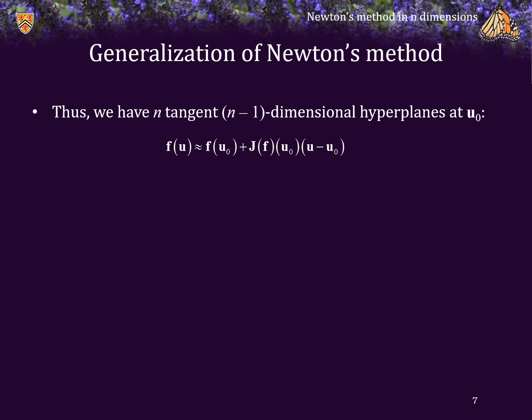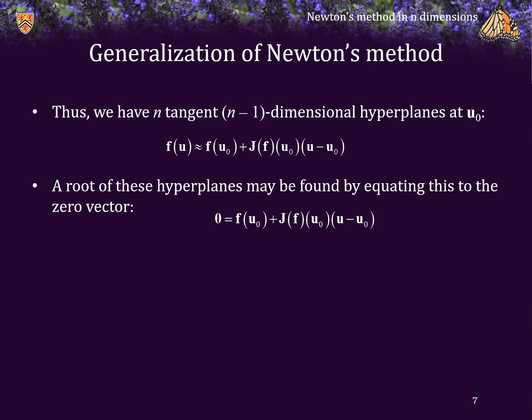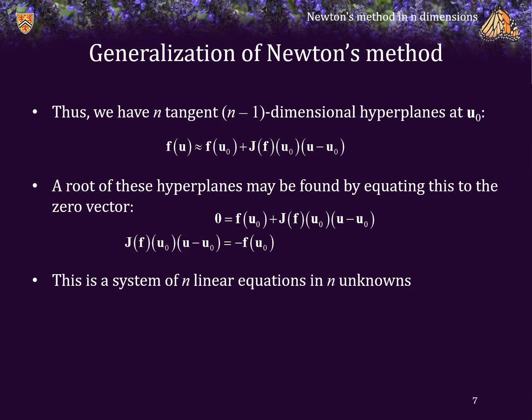All right, so in this we now have n tangent n minus 1 dimensional hyperplanes at u naught. A root of this hyperplane may be found by equating this to 0. Now that requires us to bring f to the other side. We'll negate it, and now we have the Jacobian times an unknown step size equaling the negation of f evaluated at u naught. This is a system of n linear equations in n unknowns which we can solve.